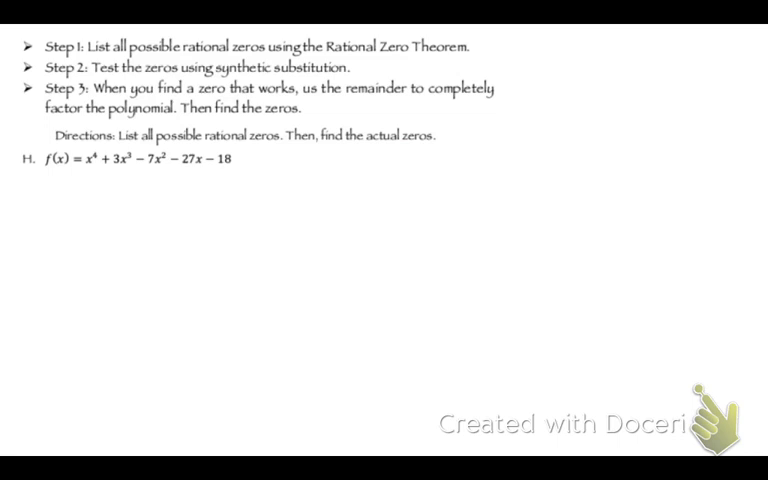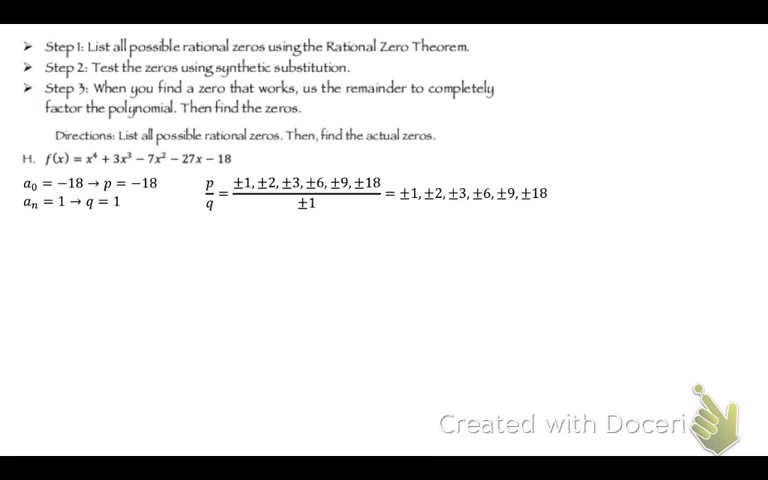Okay? Let's do one more. So first we're going to list our possible zeros. Sorry. So a sub 0 is 18, a sub n is 1. So the factors of 18 are 1, 2, 3, 6, 9, and 18. Factors of q are just 1. So there's all my possible zeros.